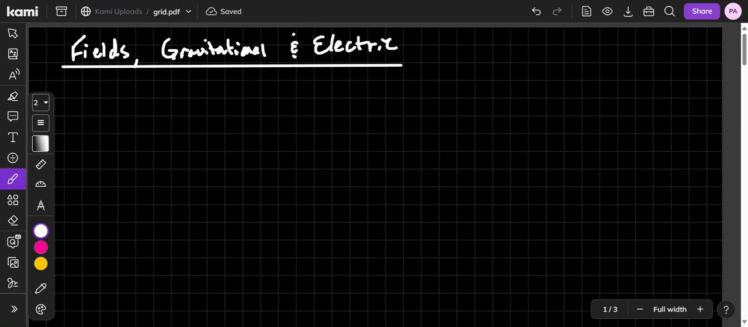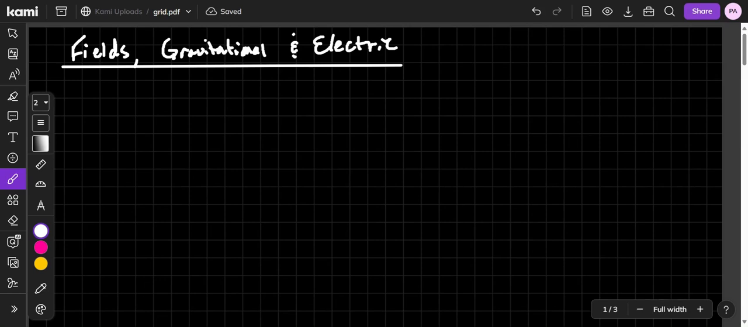Okay, today we are talking about fields. Because we have these two analogous equations, the universal law of gravitation and Coulomb's law, they have a similar structure when it comes to creating fields. Essentially, it's a force field that they create.